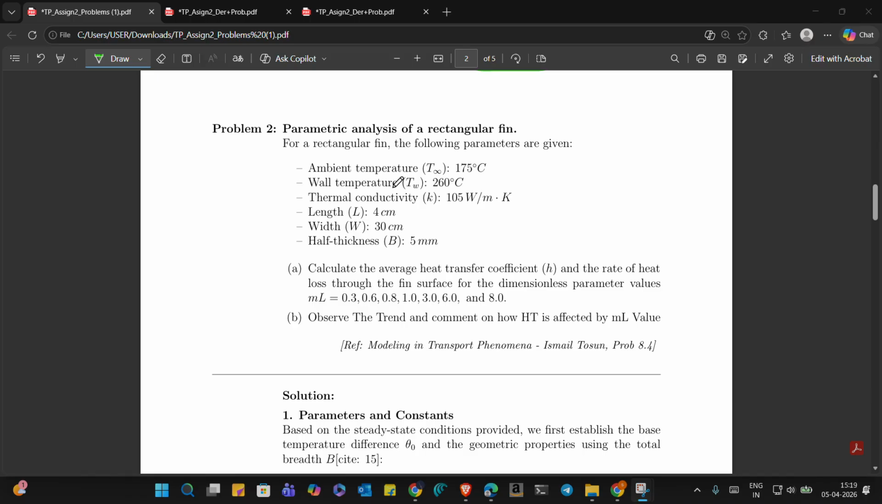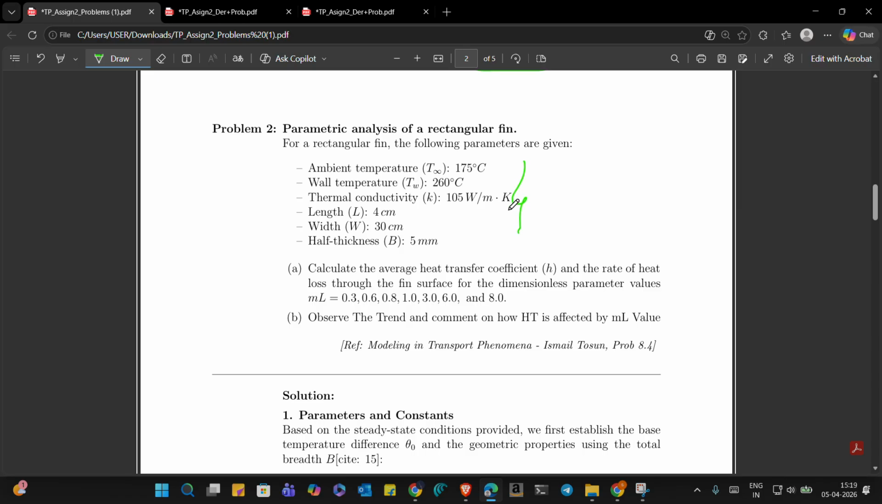Now we are going to move on to a second problem. It is also regarding the rectangular fin. Here, we have been provided with the necessary data to solve the problem. The sub-question is that we have to calculate the average heat transfer coefficient. The heat transfer coefficient value is not given to us.